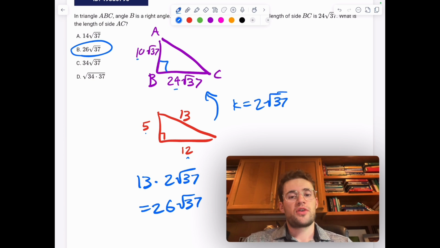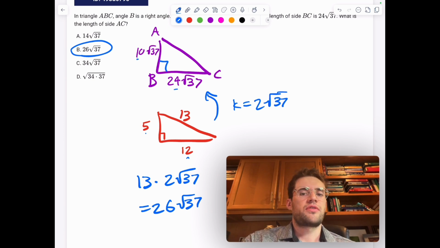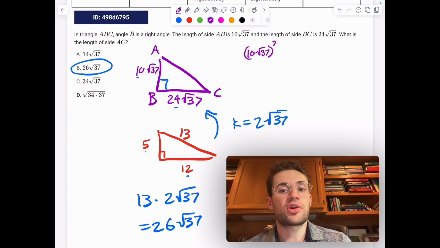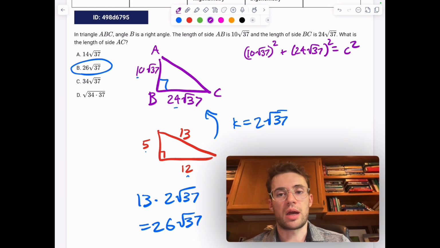Now, if you don't feel comfortable with your Pythagorean triples, if you don't know 5, 12, 13, for instance, what you could do is just do the Pythagorean theorem. And it even works if you have these weird numbers. So 10 root 37, just make sure that you're squaring that entire thing. So 10 root 37 squared plus 24 root 37 squared is equal to the hypotenuse squared. What we're trying to solve for is the hypotenuse.